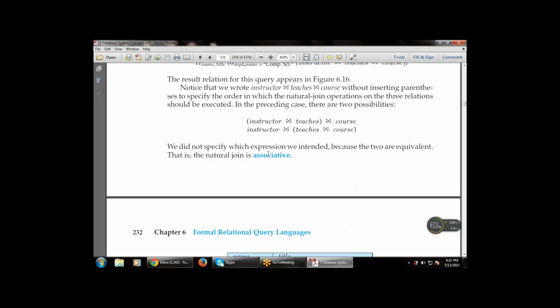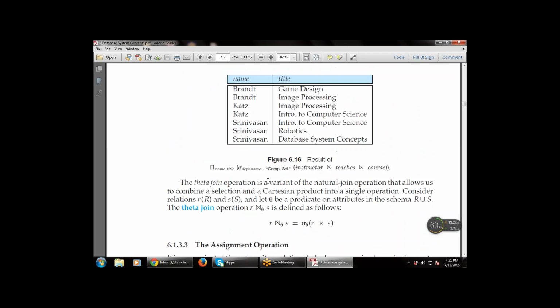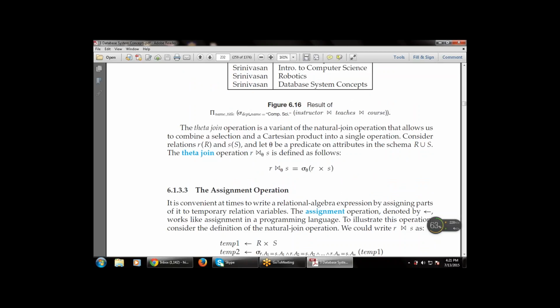This is also one of the queries associated with the natural join, and therefore the natural join is also known as associative. Then we discuss the assignment operation, what it is and how it will be used. The assignment operation is denoted by an arrow that works like the assignment in a programming language. So if I want to assign some value, that will be represented by the left arrow, just like the assignment operator used in any programming language.